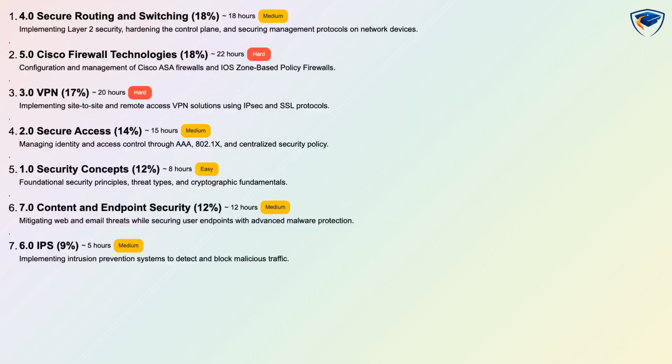The CCNA Security exam is divided into 7 domains, each with its own weightage and focus area. The domains are Network Security, Firewall Technologies, VPN, Secure Access, Security Concepts, IPS, and Content and Endpoint Security. Understanding the weightage of each domain is crucial for effective preparation. The domains and their corresponding percentage weights are Secure Routing and Switching at 18%, Cisco Firewall Technologies at 18%, VPN at 17%, Secure Access at 14%, Security Concepts at 12%, Content and Endpoint Security at 12%, and IPS at 9%.